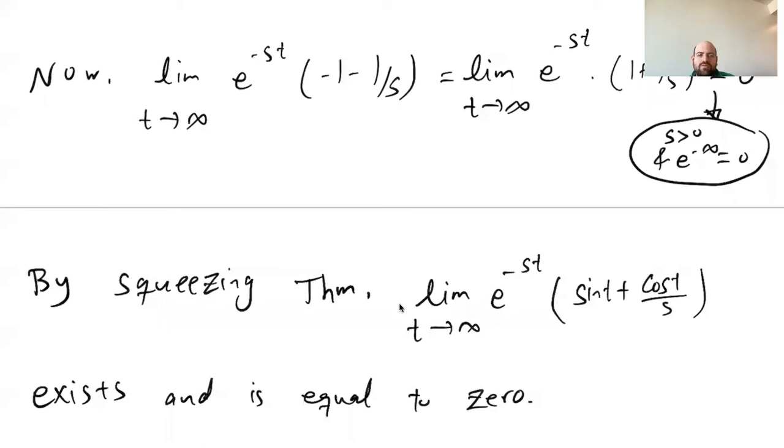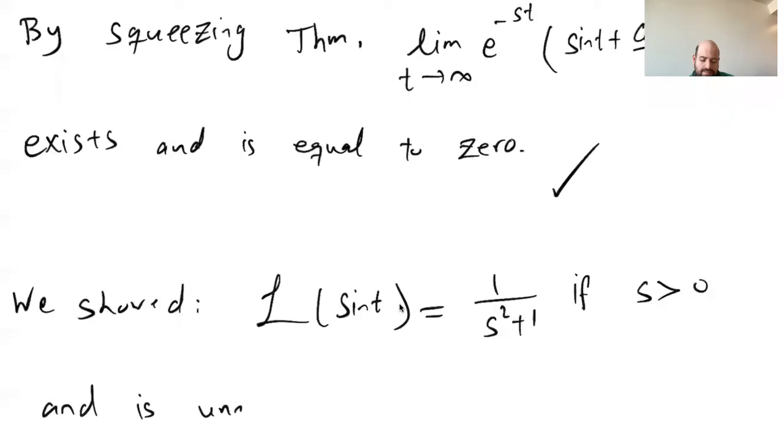Because it's squeezed between two functions, where the limit of both those two functions is 0, the limit of the middle function must exist and must be equal to 0. So what did we show overall? We showed that the Laplace transform of sine t is equal to 1 over s squared plus 1 if s is bigger than 0, and is undefined if s is less than or equal to 0.